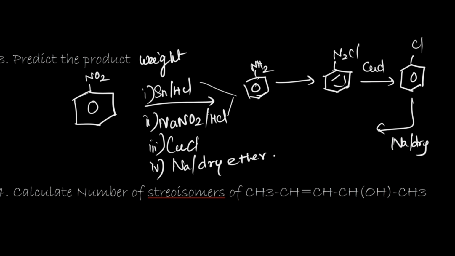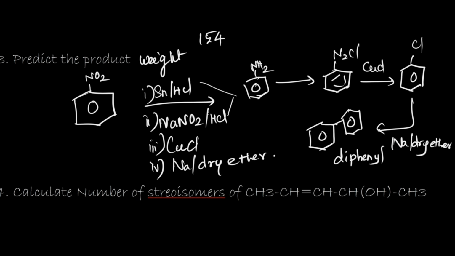What is this reaction? It comes in the haloalkanes chapter. We talked about it. Wurtz-Fittig reaction, is it? Which will form a higher order of the same alkanes. So that is diphenyl or biphenyl. So what is the product weight? What is the molecular weight of this compound? Just count the carbons and hydrogens, then you are done. So which is 154.